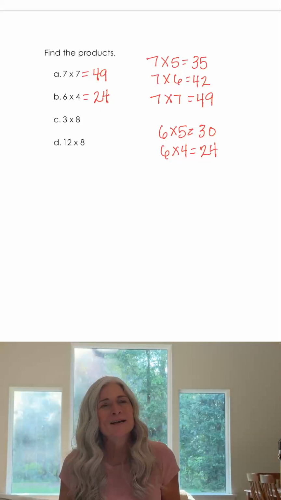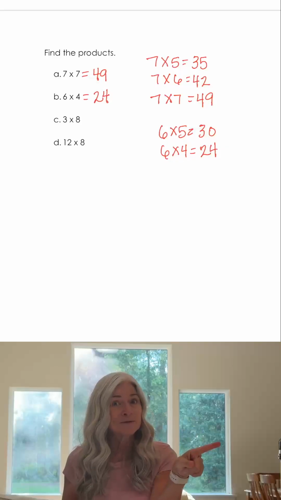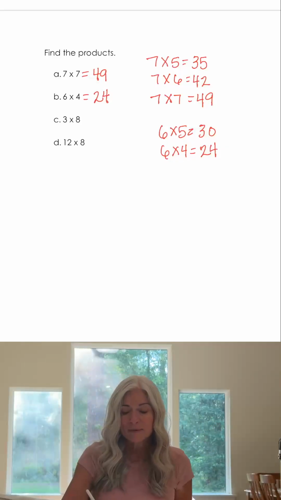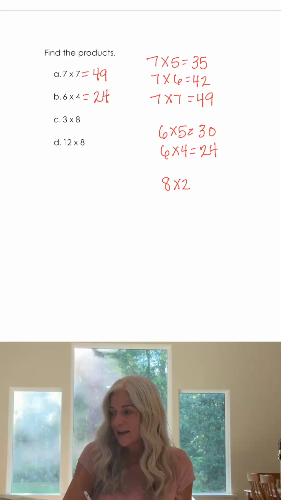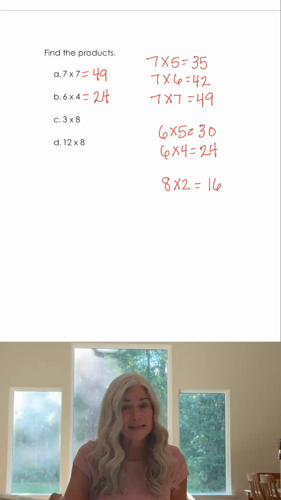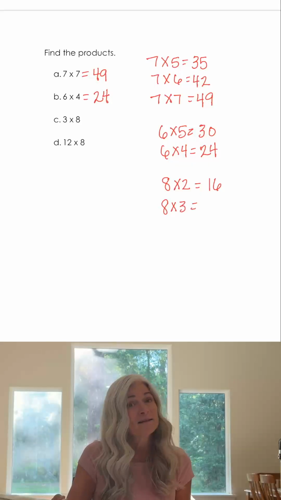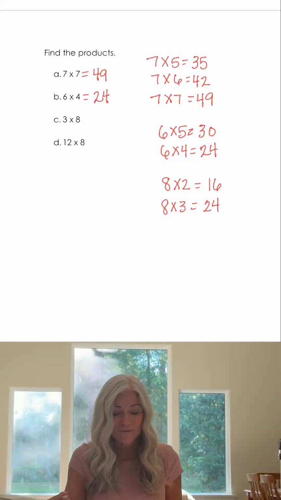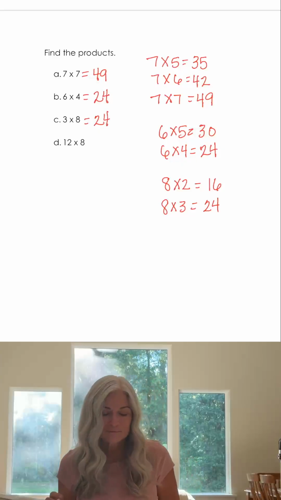What about 3 times 8? Well, maybe I know my doubles really well. I can't remember 3 times 8, but I do remember my doubles. 8 times 2 is the same thing as 8 plus 8. So 8 times 2 is equal to 16. So 8 times 3 would be 8 more. 16 plus 8 is 24. So that one is also 24.